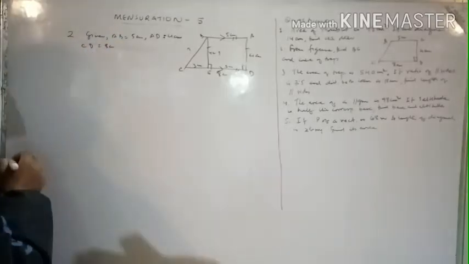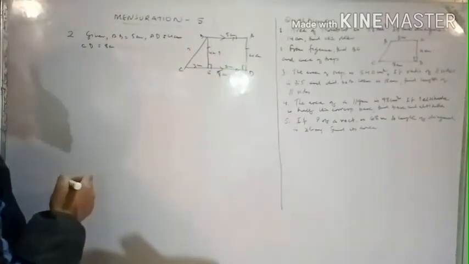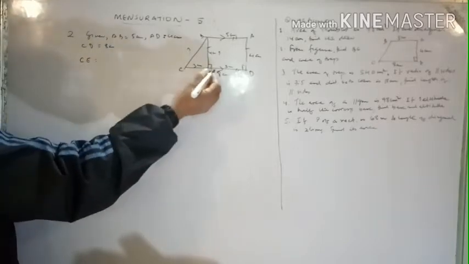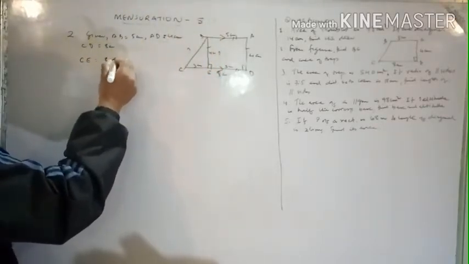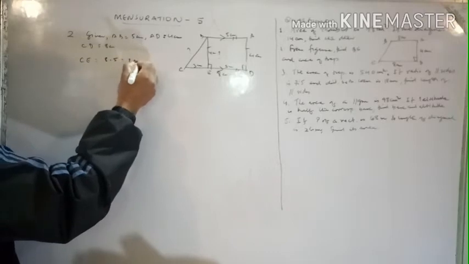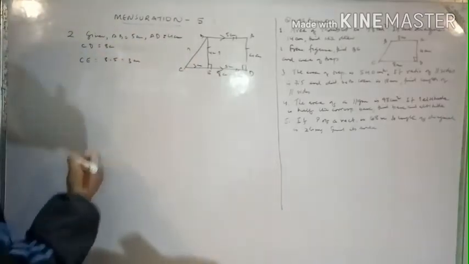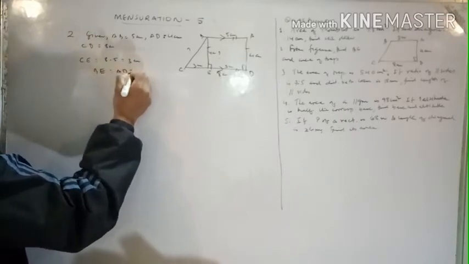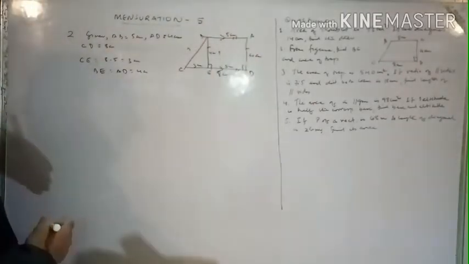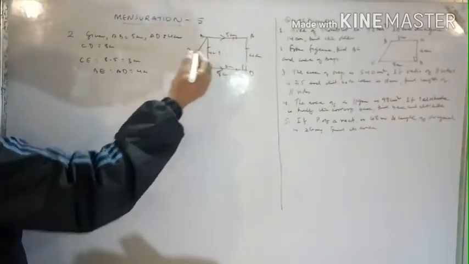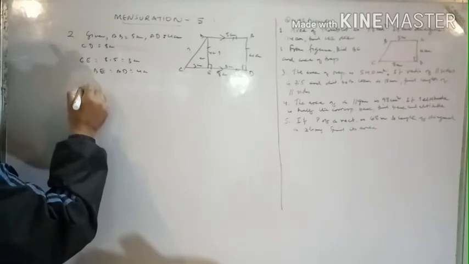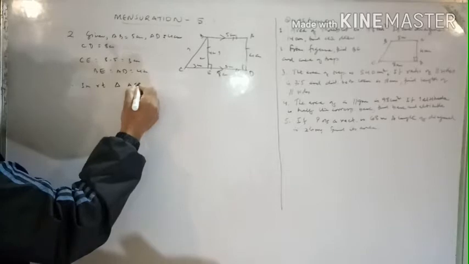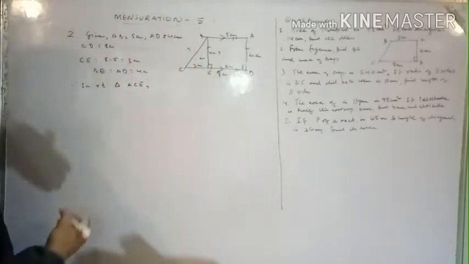Now if you draw the perpendicular, therefore CE is equal to 8 minus 5, that is 3 centimeter, and BE is equal to AD, equal to 4 centimeter, because these two are equal. Now this becomes a right angle triangle. So therefore in right triangle BCE, right triangle means right angle triangle.